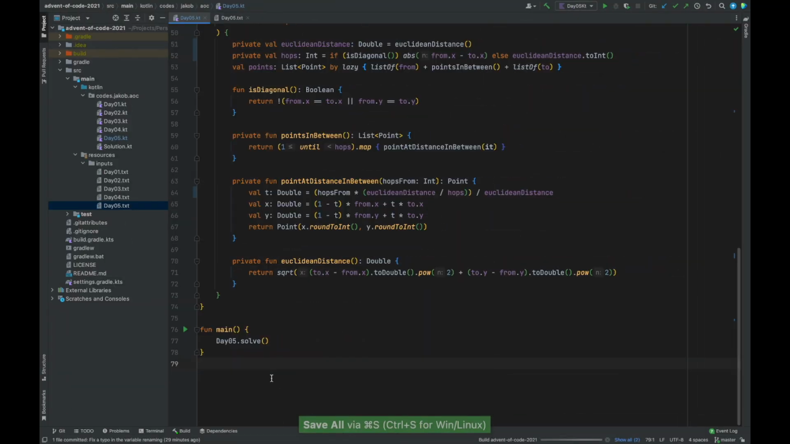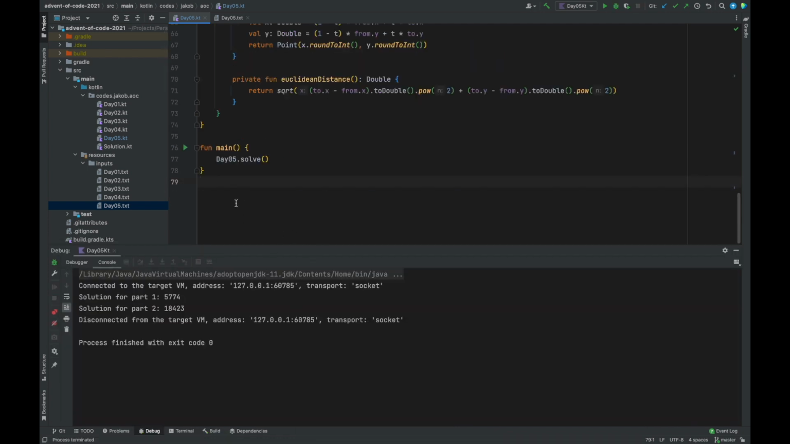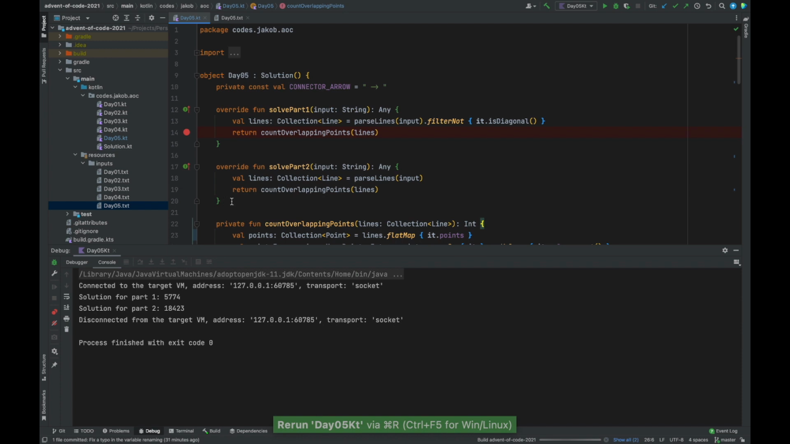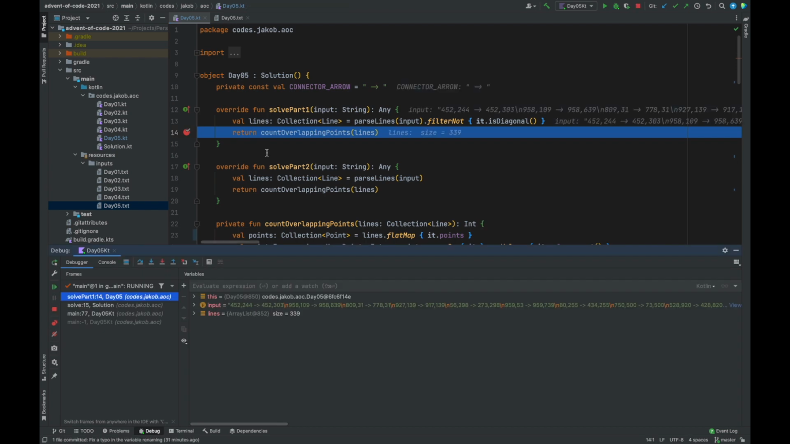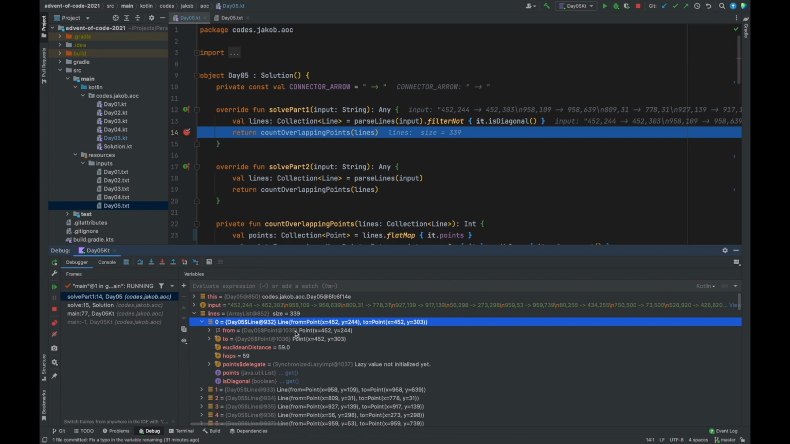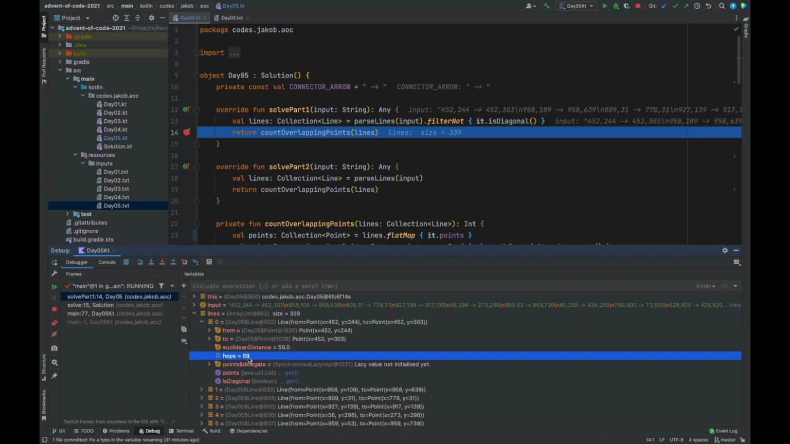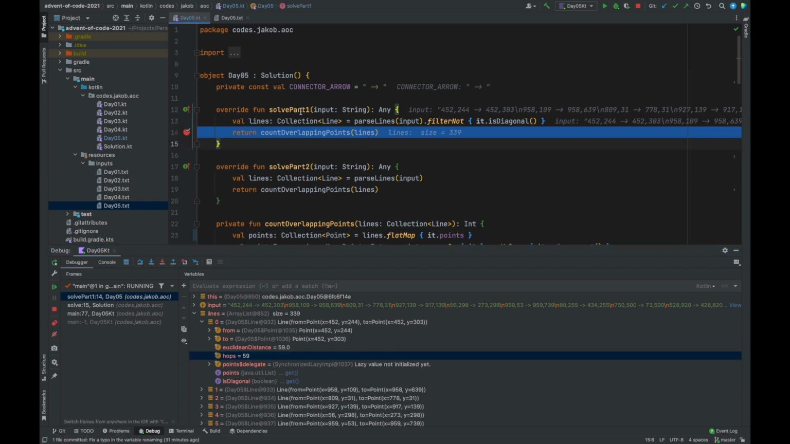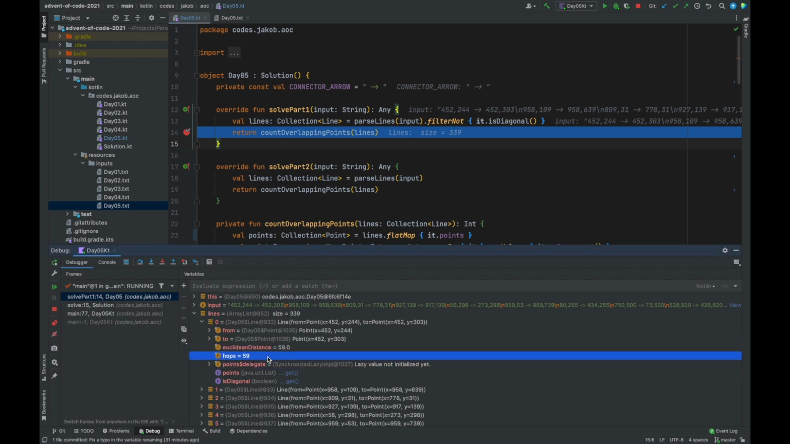Let's now quickly look into a bit of intermediate steps of how this looks, and run that, and you will see what the lines are looking like. So the lines, for instance, are like this. Now we have our from and our to. The Euclidean distance of that is 59 right here, and it's also 59 hops. Reason being, as I mentioned, that because we filtered out all diagonal ones, the hops and the Euclidean distance are just the same, right?